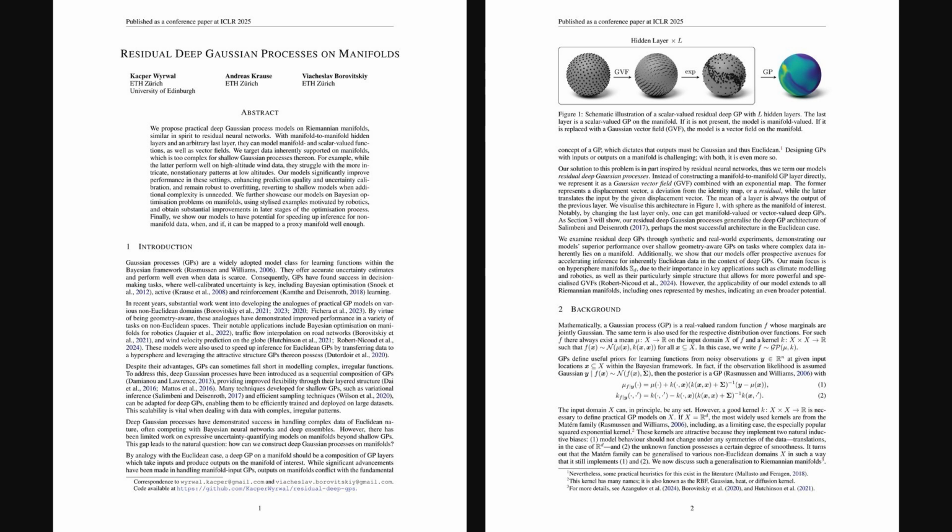We're looking at an interesting ICLR conference paper, published about 3.5 months ago, called Residual Deep Gaussian Processes on Manifolds. Okay, so this paper essentially proposes a new way to apply deep Gaussian processes, which are powerful statistical models, directly to data that lives on curved surfaces, or manifolds, not just flat Euclidean space.